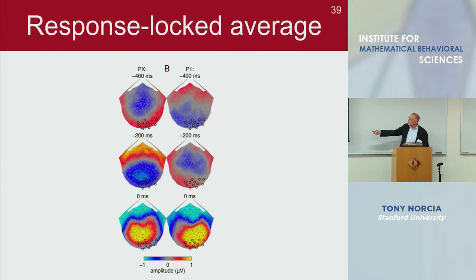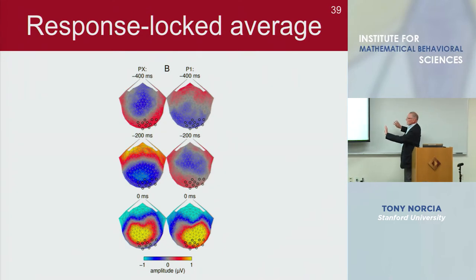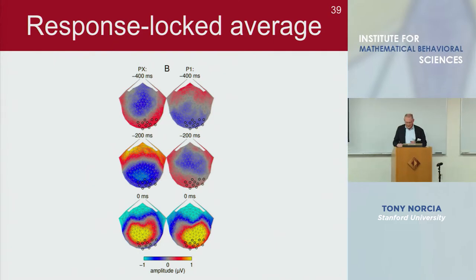Here are some scalp maps for PX here and P1 here. So this is way before, 400 milliseconds before the button goes down. Not much going on. 200 milliseconds before the button goes down, there's a very clear rise of activity for PX, much bigger than P1. And then close to the button press, you see the activity shifted closer to motor cortex, away from occipital cortex, which is at the back, and they're contralateralized. They're sort of mirror symmetric, which has to do with the handedness of the response to the two. So this is the sort of continuum from starting at the visual areas and going to the motor decision areas.